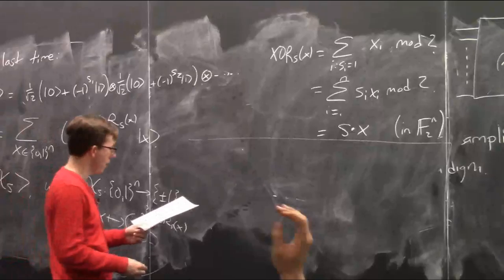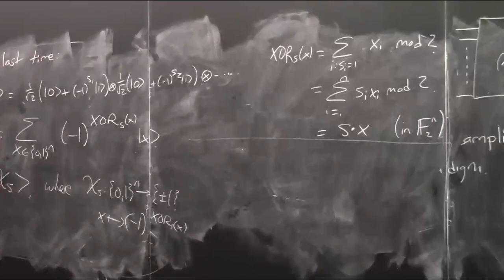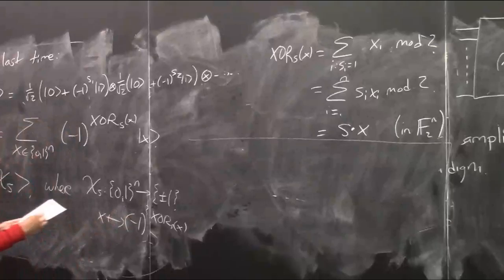Question: so each entry in that table is just minus 1 to the power of the XOR of the two indices? It's minus 1 to the power of the dot product of these when you think of them as bit vectors. Yes. So for example, 1, 1 dotted with 1, 0 is 1 times 1 is 1, 1 times 0 is 0. You add that up mod 2, you get 1. So this should be minus 1 to the power of 1. Okay, good.